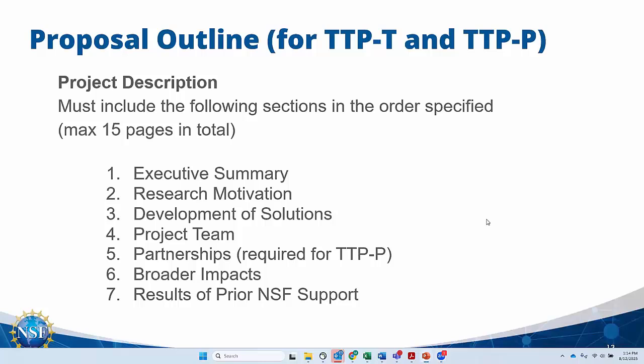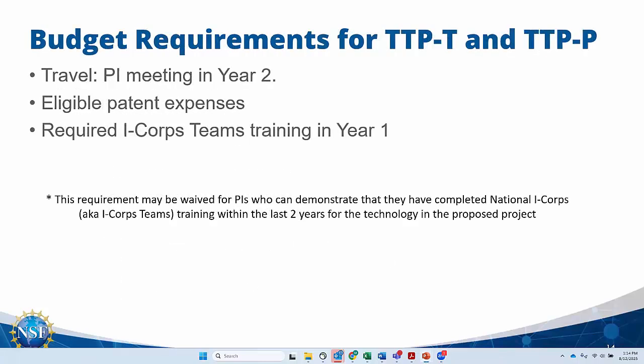In the budget, we have a few things that you will have to adhere to. The travel is restricted for year 2, and that's meant for the PI meeting for the awardees. You can read more on that in the solicitation. We are also allowing the applicants to put money for patenting expenses or patenting related expenses as well, which is uncommon. So hence there are specific things which are very much related to the TTP solicitation.